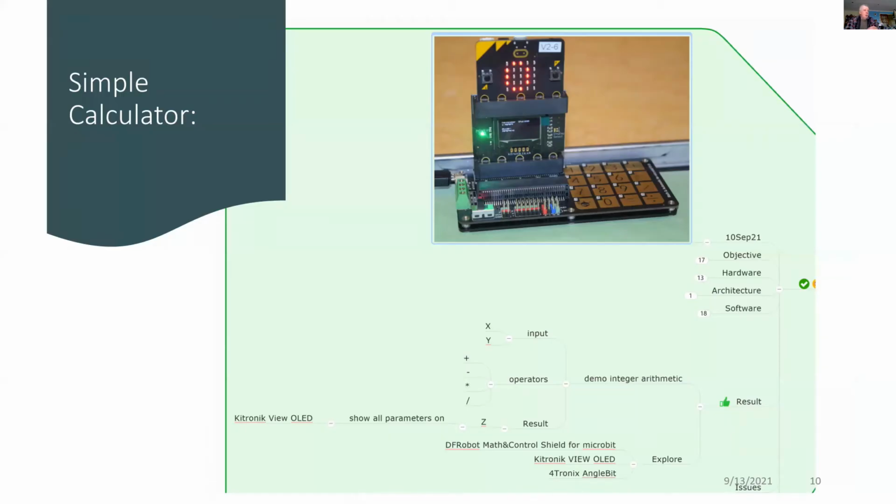So here's something a little bit more ambitious. It's a simple calculator, and you can see the arrangement that I've got on the top. It's combining the micro:bit with the Kitronik OLED screen. Then I've got a right angle connection, and then I use a keypad.